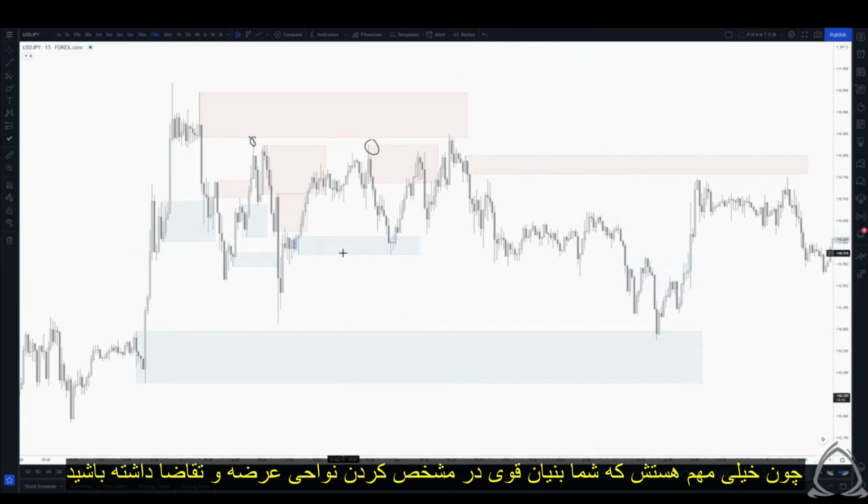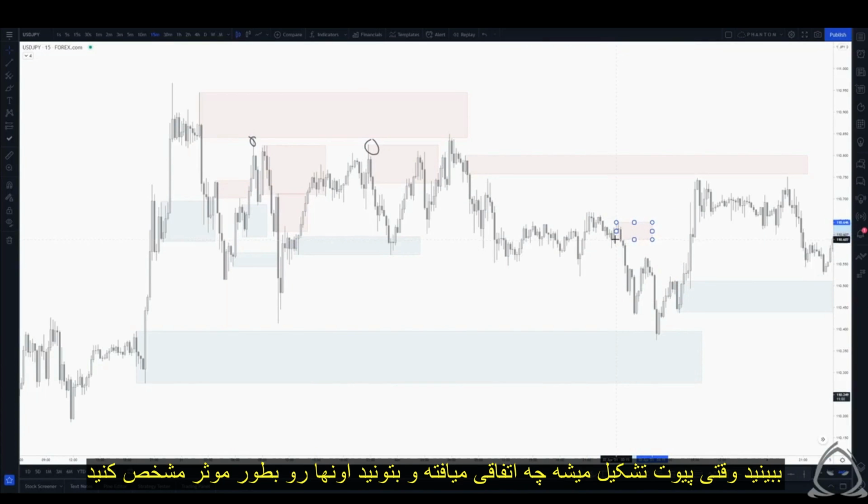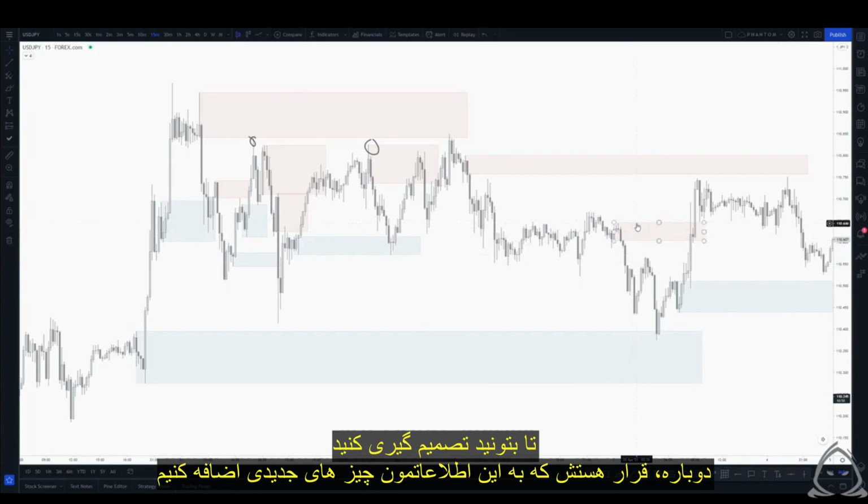Because it's incredibly important that you have a strong foundation of identifying these supply and demand zones, being able to draw them, being able to map them, being able to see them on a chart, being able to understand what's happening when ranges are created, seeing what's happening when you see pivots in the market, and being able to map them out efficiently and effectively so you can make decisions.